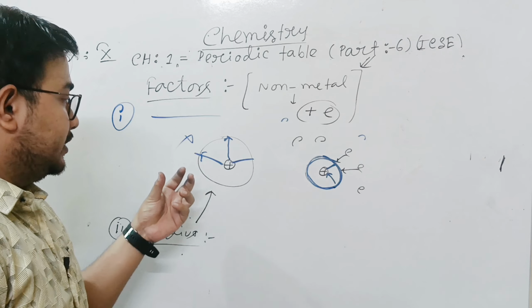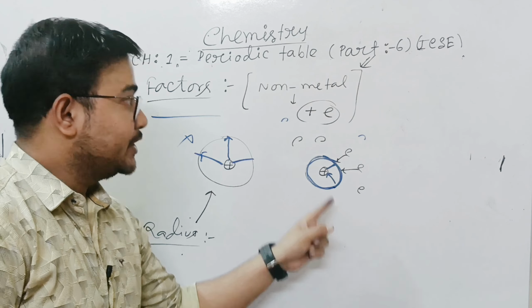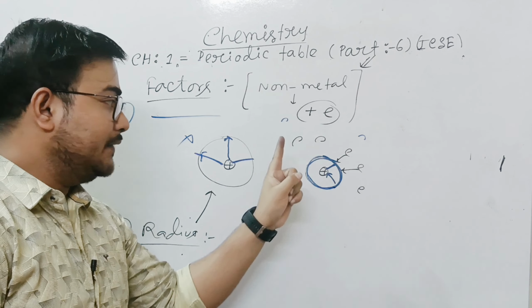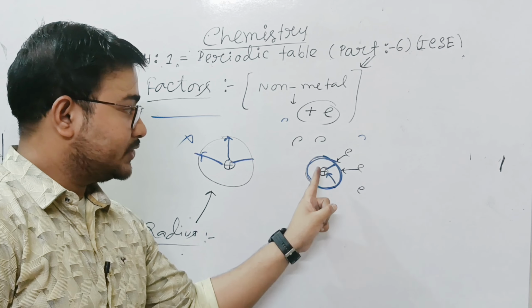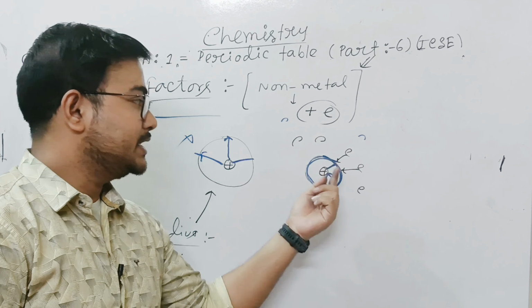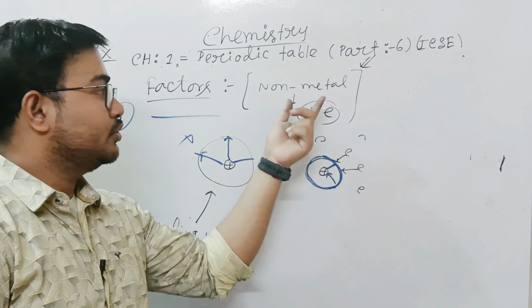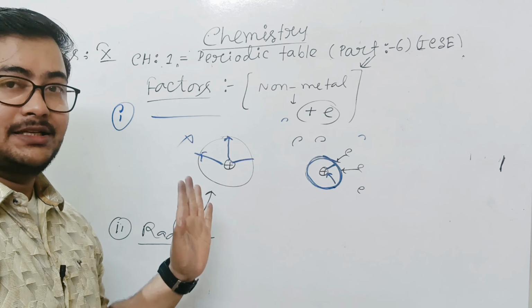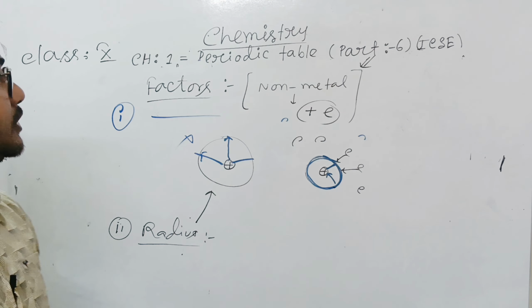So what is your second point? If the radius decreases, non-metallic character increases, because the attraction force by the nucleus towards the outermost electron increases, so it has a tendency to accept an electron. Non-metallic character increases. Done. So this is our today's topic.